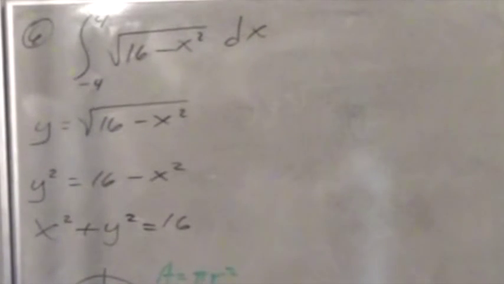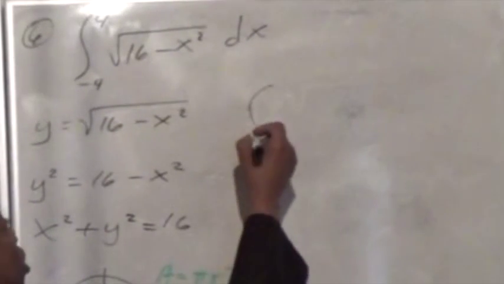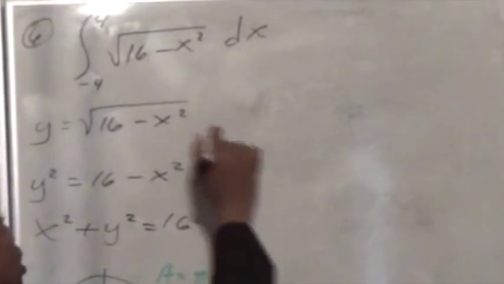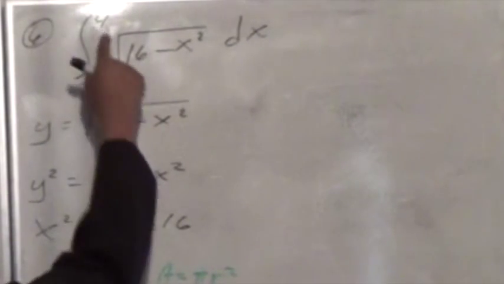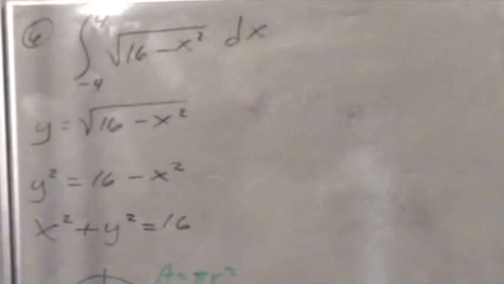So our conclusion is, well, I can just write this. The area from negative 4 to positive 4, this formula right here, will be 8 pi.